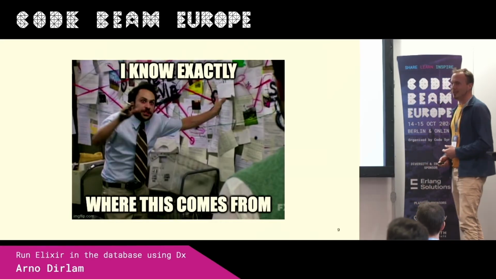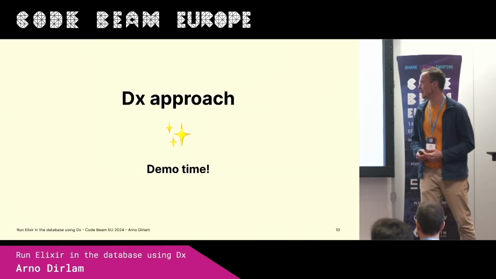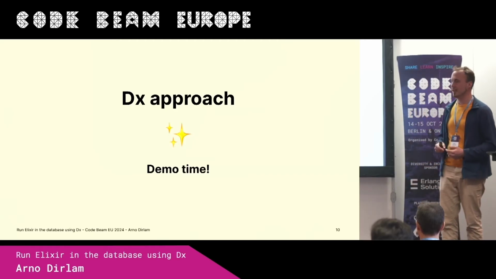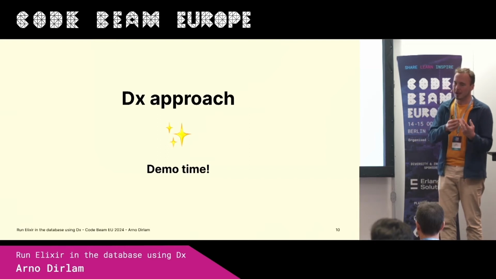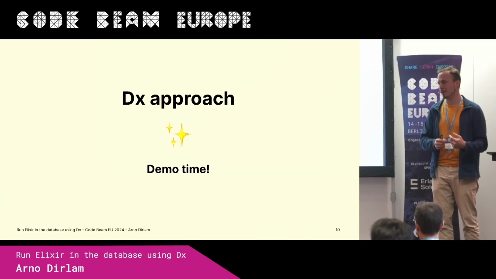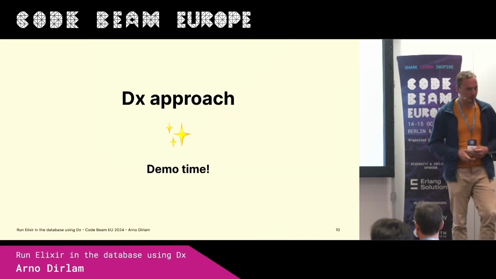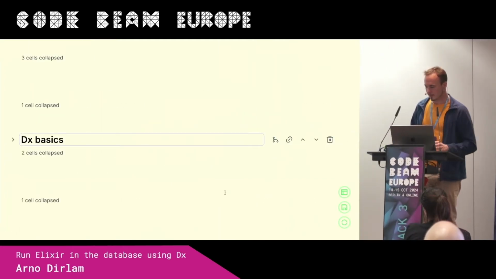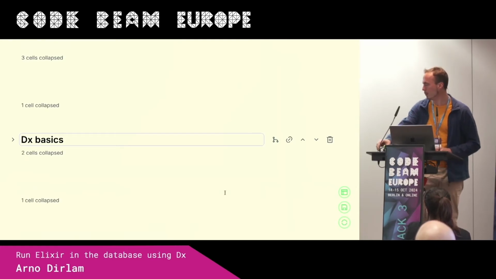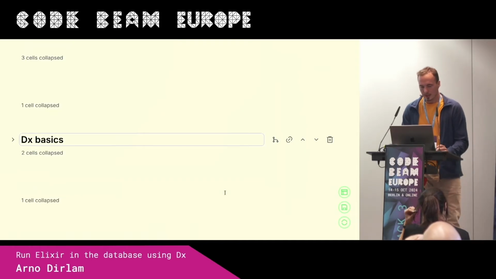But today I want to present you a new approach. It's a DX approach. DX, by the way, stands for data-oriented Elixir, and it borrows some of the ideas from Nx, at least in terms of how you define your functions. So I want to do a live demo here in Livebook. This Livebook is also in the GitHub repo now, so you can play around with it yourself.